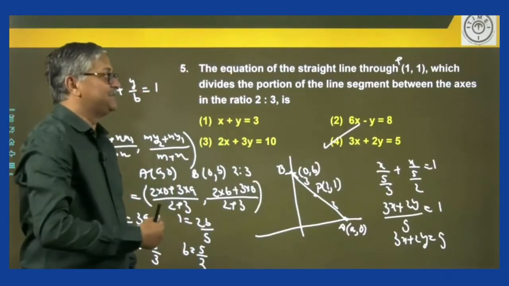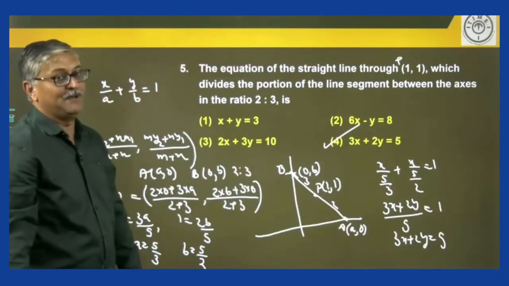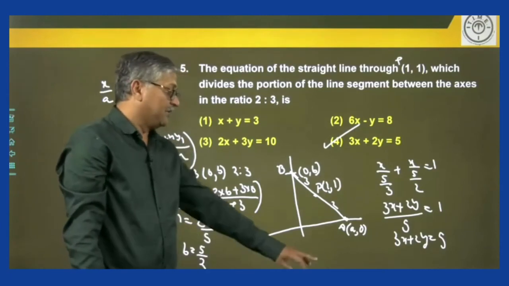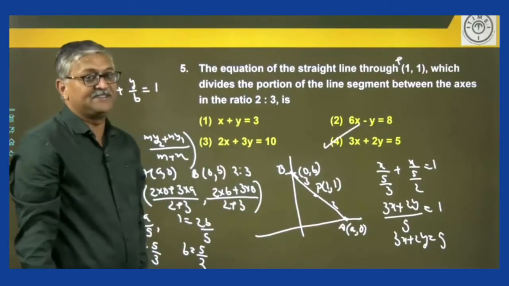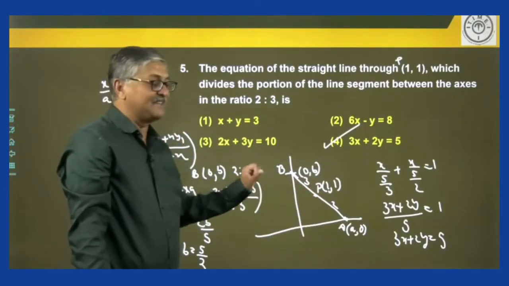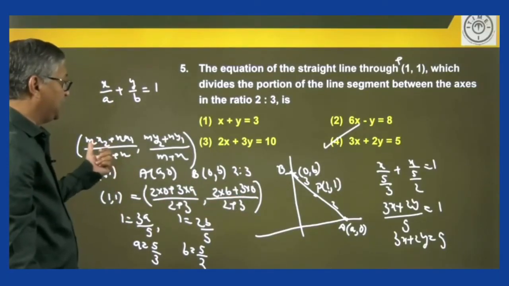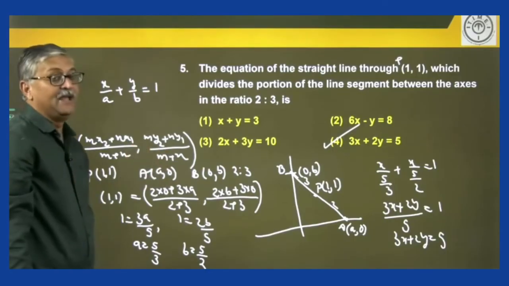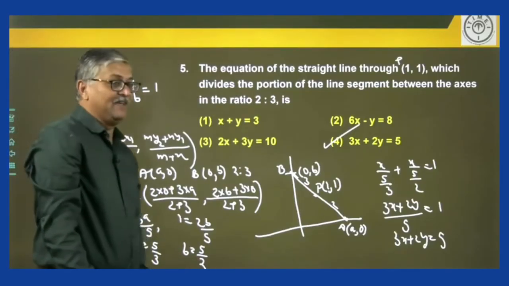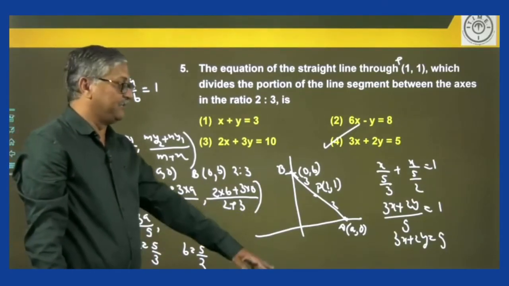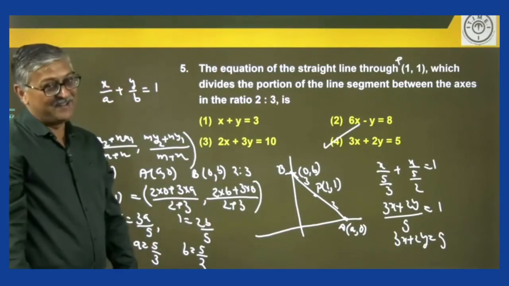So, the intercepts between the axes means we always consider the line in the form x by a plus y by b is equal to 1. It cuts the x-axis at (a, 0) and the y-axis at (0, b). P divides AB in the ratio 2:3. So, we apply the formula (mx2 plus nx1) by (m plus n), (my2 plus ny1) by (m plus n). When equating, we get the a value as 5 by 3 and the b value as 5 by 2. So, the equation is 3x plus 2y is equal to 5. This is the standard procedure.